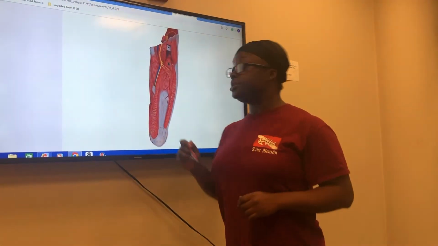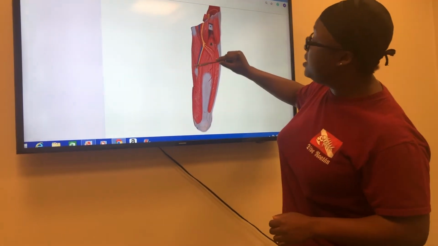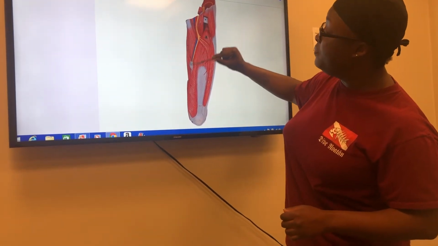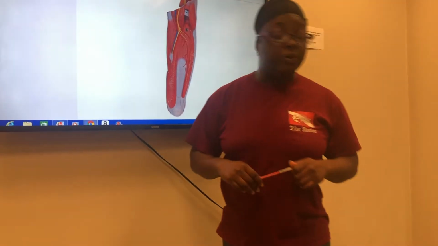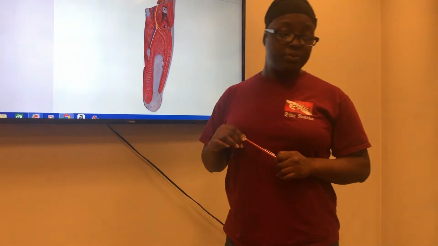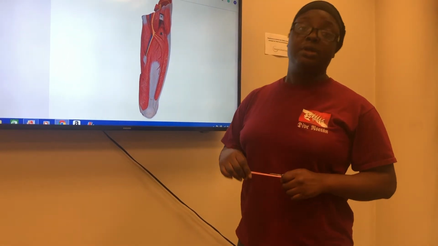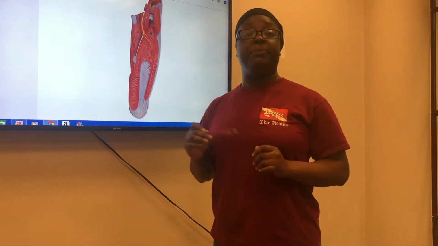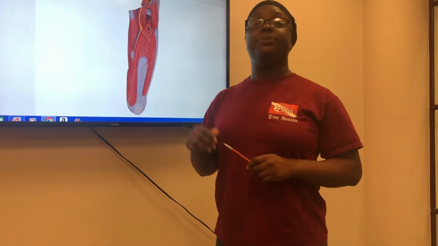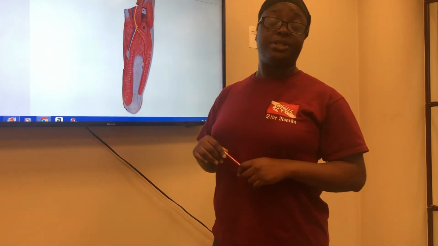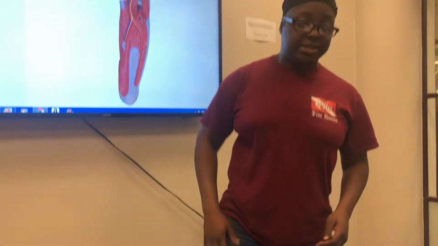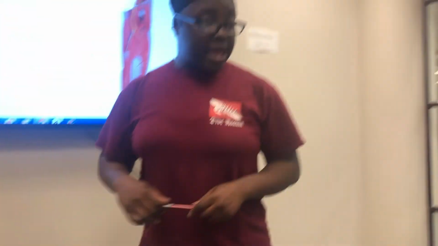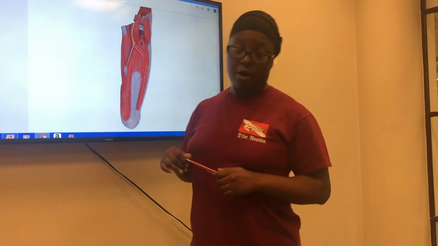The next muscle is the gracilis, which is this thin muscle here. The origin is the inferior ramus and the body of the pubis. The insertion is the medial surface of the tibial shaft. The action, it adducts the thigh and flexes and medially rotates the leg as in walking. And the nerve is the obturator nerve.